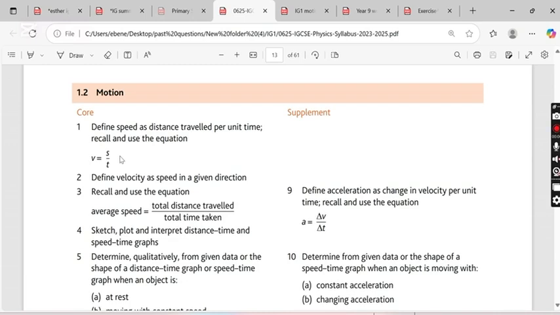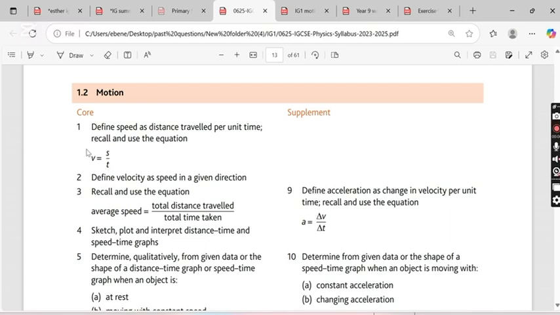According to the syllabus, we have to define speed as distance traveled per unit time. That is the definition of speed. And you should recall the equation that speed is equal to S over T. The V represents speed, S represents distance, and T represents time.